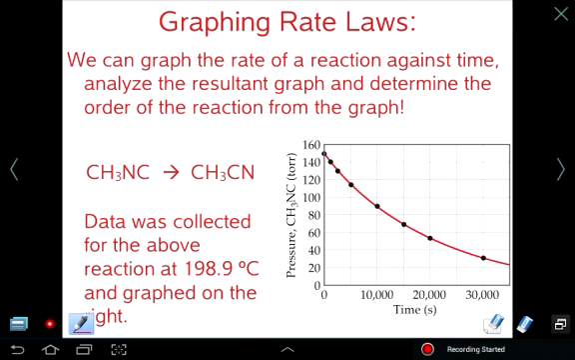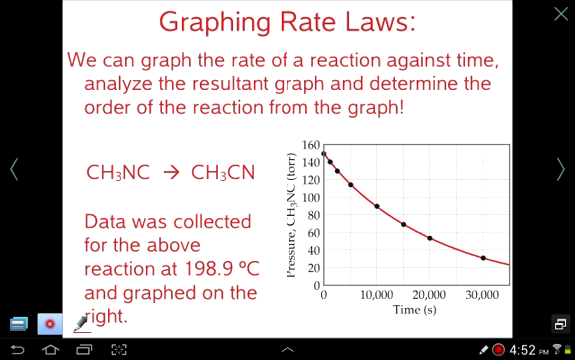Okay, this is chapter 14, lesson 2. In the previous lesson, we derived rate laws from experimental data. So we had tables, and we analyzed the initial reaction rates based on the concentration, and we were able to get the rate law of the reaction.